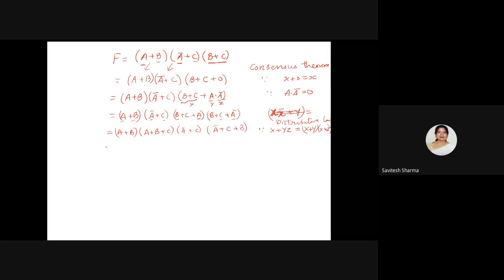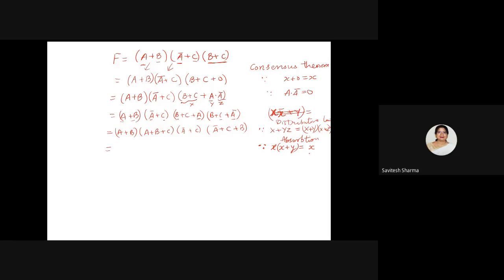Now further, what will you do? Which theorem will you apply? Just to identify, I am writing here. Since x into (x plus y) is equal to what? x. Okay, I told you the law of property. What I told you? x into (x plus y) is equal to x. That is called the absorption law. So please go through the table. You will remember that I am applying the absorption property to reduce the term.